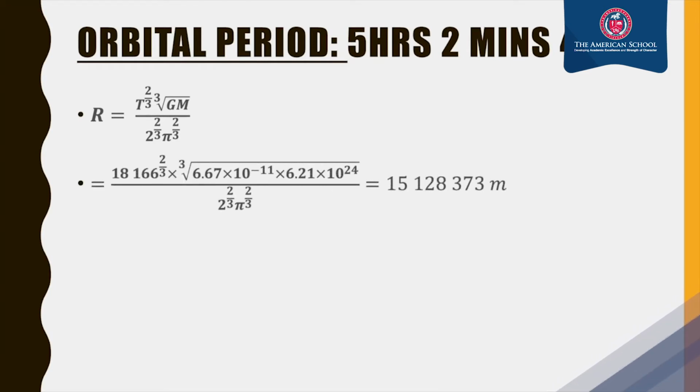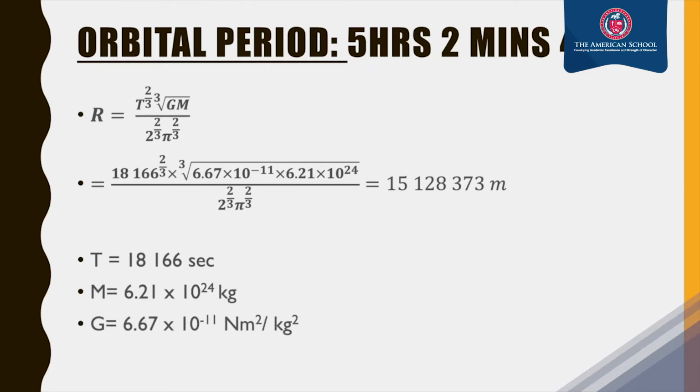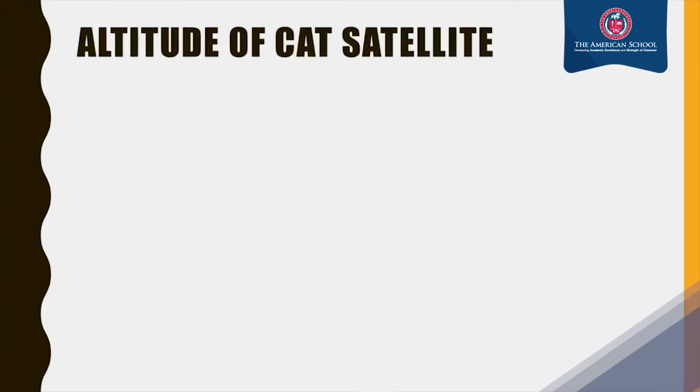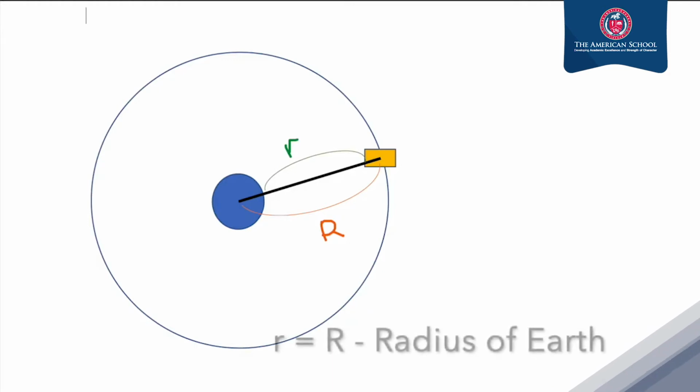I will apply to my radius equation that I found previously, with the time converted into 18,166 seconds. The mass of Earth I found is 6.21 times 10 to the power of 24 kilograms, and G after converting the meters into kilometers. Move on to the altitude. We are not done yet, because this is the altitude from the core of the Earth to the satellite.